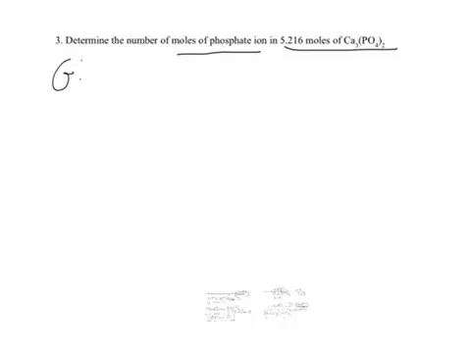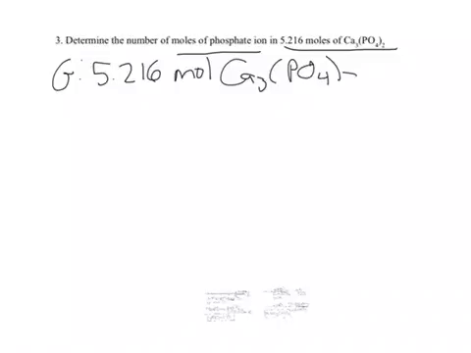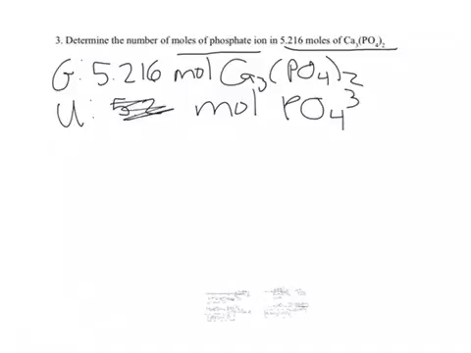Our very last example here: determine the moles of phosphate ion in 5.216 moles of calcium phosphate. So my given is 5.216 moles of calcium phosphate. My unknown is my moles of phosphate. Phosphate is PO4, 3 minus.